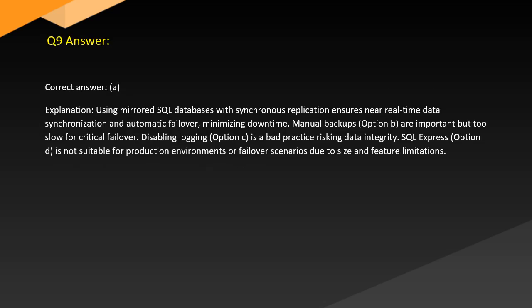Answer. Correct answer, A. Explanation. Using mirrored SQL databases with synchronous replication ensures near real-time data synchronization and automatic failover, minimizing downtime. Manual backups, option B, are important but too slow for critical failover. Disabling logging, option C, is a bad practice, risking data integrity. SQL Express, option D, is not suitable for production environments or failover scenarios due to size and feature limitations.